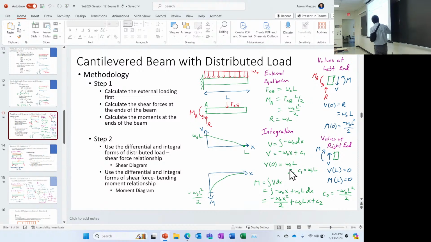This boundary condition, if you plug it in, is actually not that bad. I plug in minus W naught L here, and that's equal to 0. So that means that C1 has to equal the positive version of that, W naught L, and that gives you the same thing. So the boundary conditions have to be satisfied. We're satisfying all these boundary conditions, but I just try to keep it simple, and usually I try to plug in X equals 0 first. Does that make sense?